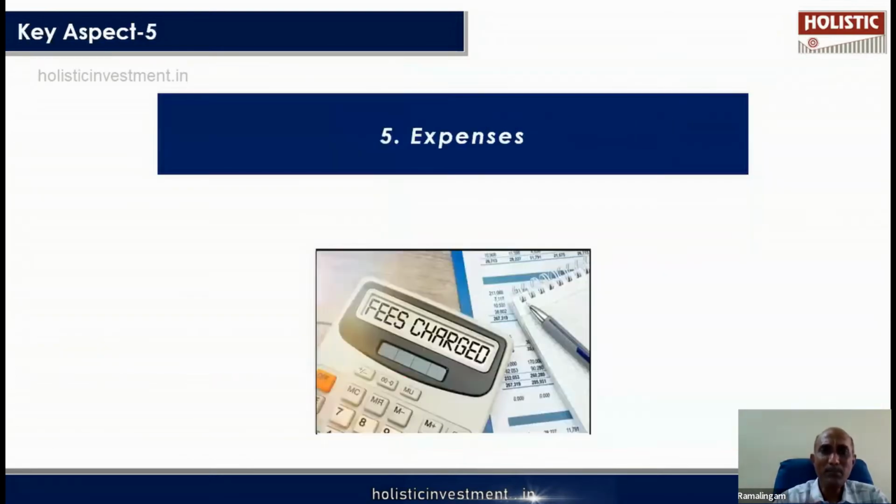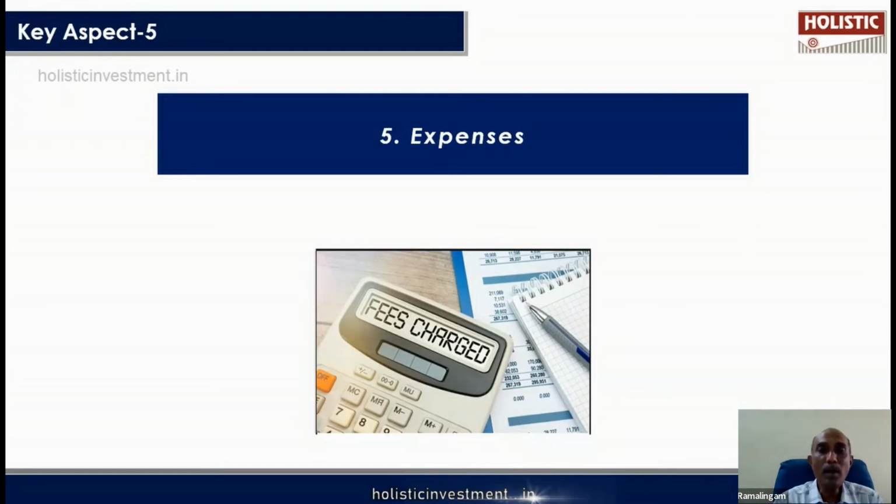The fifth and final aspect to look at in each and every investment is the expense. To take that investment, is there any real expense involved? It can be ULIPs, stocks, mutual funds, anything, right? What kind of expense, what kind of cost does it involve? There are two types of costs. One is how much additional fee money I am paying as charges.